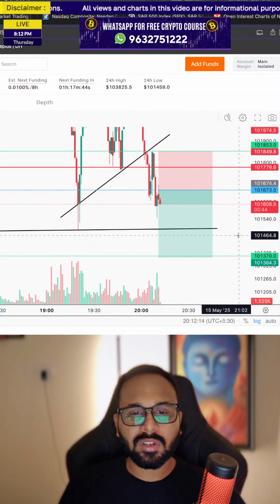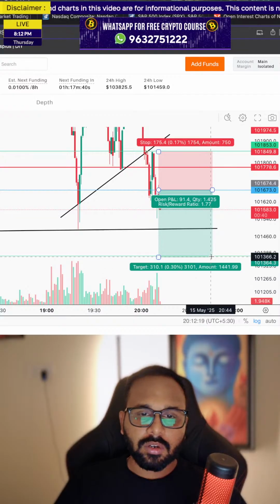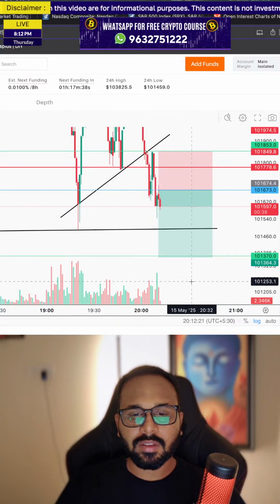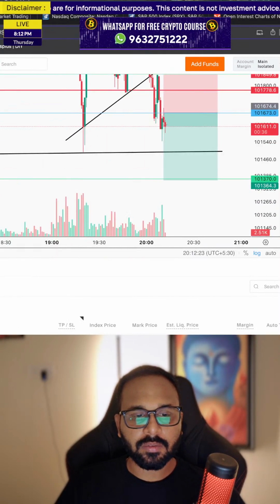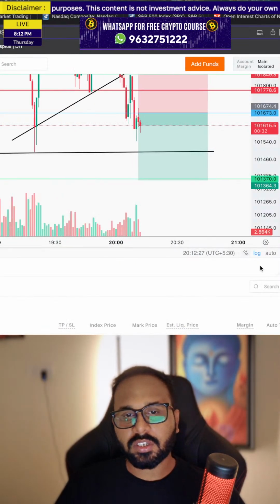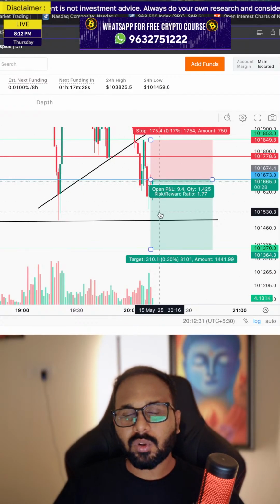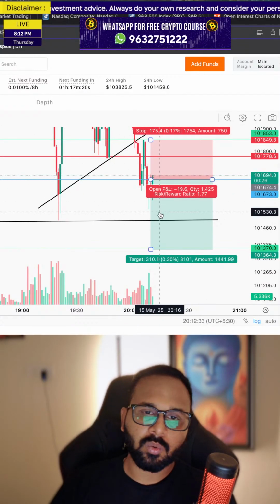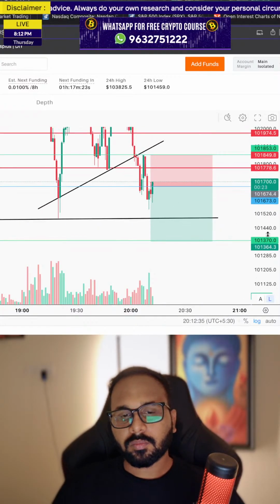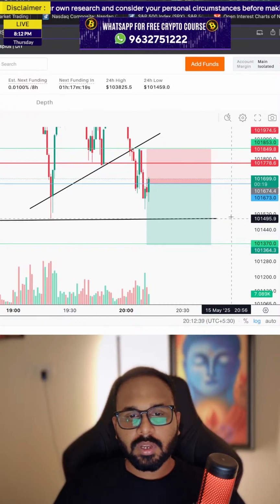200 points means what? $40 will be my risk for 200 quantity. So $40 risk, around $60, $70 I'll be making in this trade. Yeah, $36 is the risk, $60 is the profit. Range is very small, that's why profit and stop loss have both become small. Side pressure.